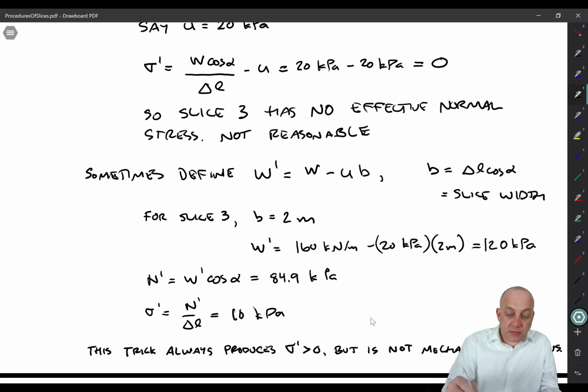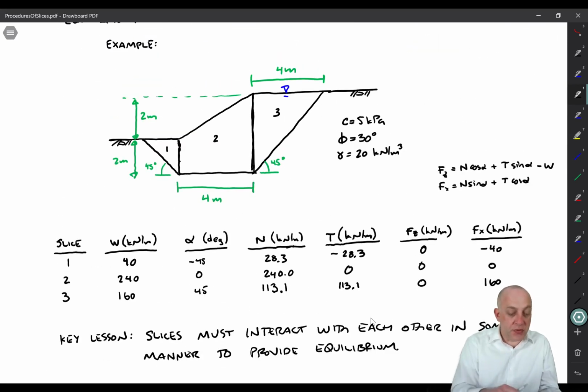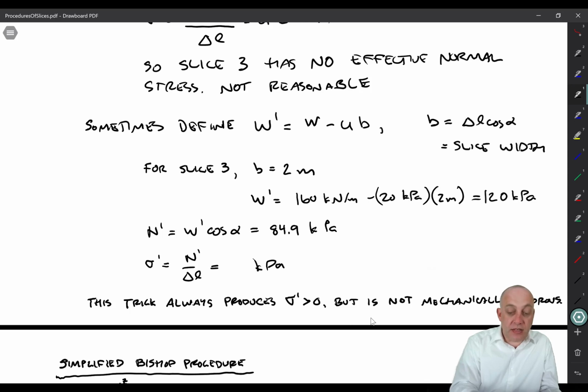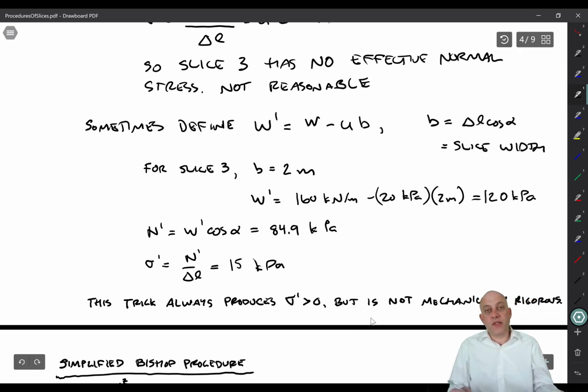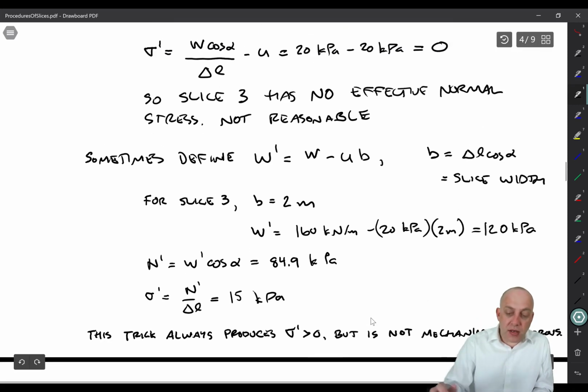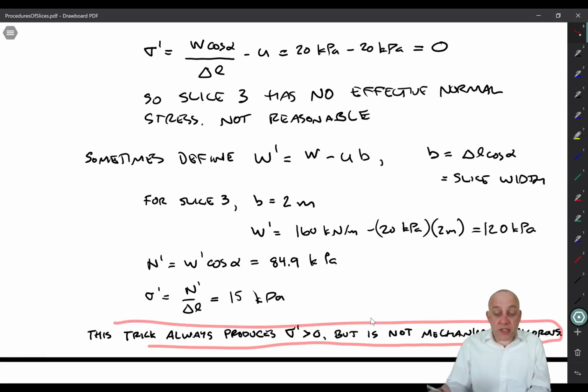And then sigma prime is N prime over delta L, where here delta L is 4 times root 2. So we can come down here and compute that now. It's going to be that 84.9 divided by 4 divided by square root of 2. And that's 15 kPa. So instead of having 0, we now have 15 kPa of effective stress. But we've made a bad assumption. So this is really a trick, right? It's not a fundamental finding or anything like that. But the trick does always produce positive effective stress. It's not mechanically rigorous, but we know it'll give us a positive effective stress.